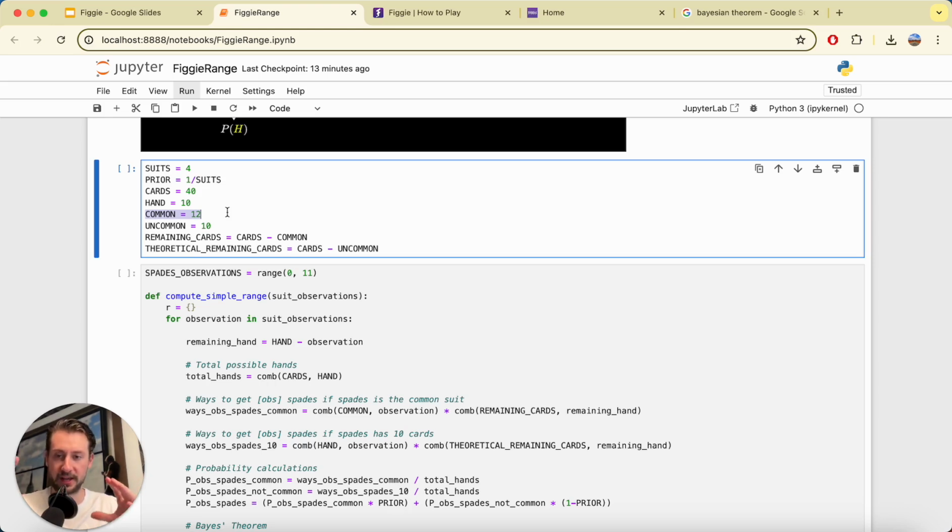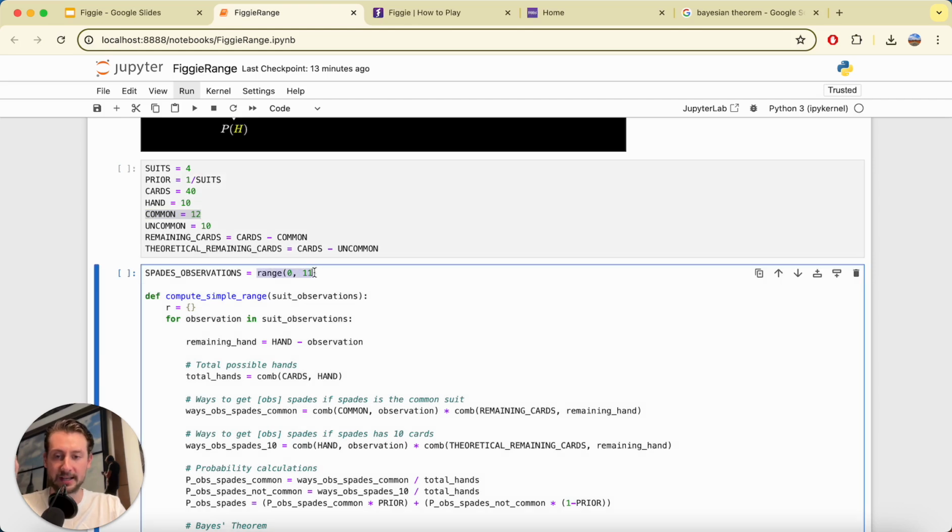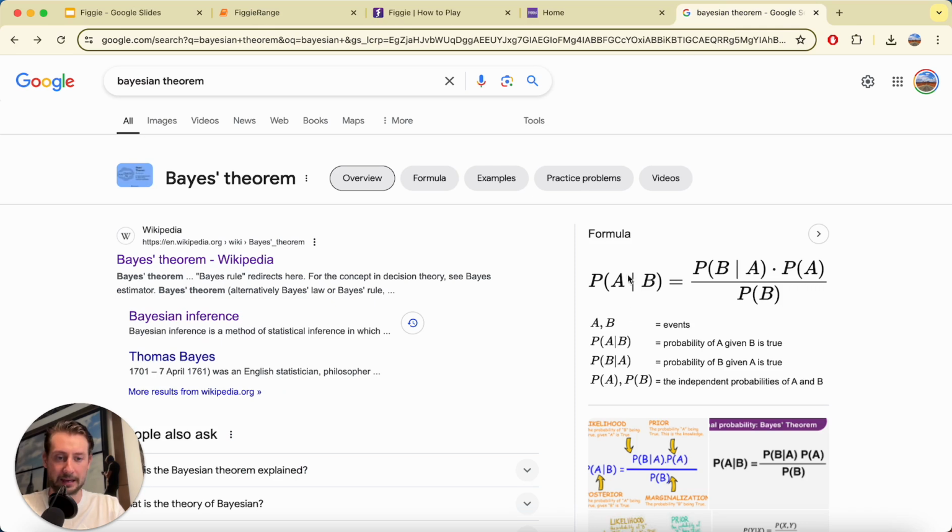The hypothesis is that spade is the common suit, and we're going to want to come up with the estimate given that we have X amount of spades. This is our data, this is our observations. Given that we have X amount of spades in our hand, what is the probability that we have spade as the common suit?